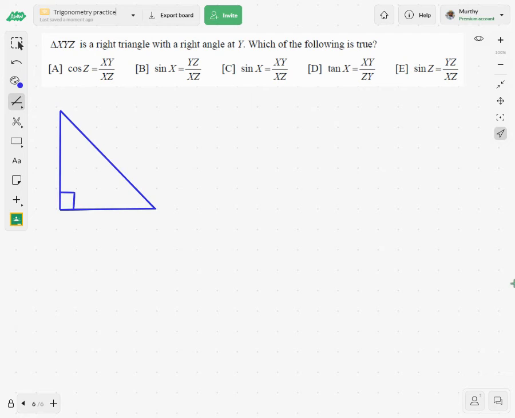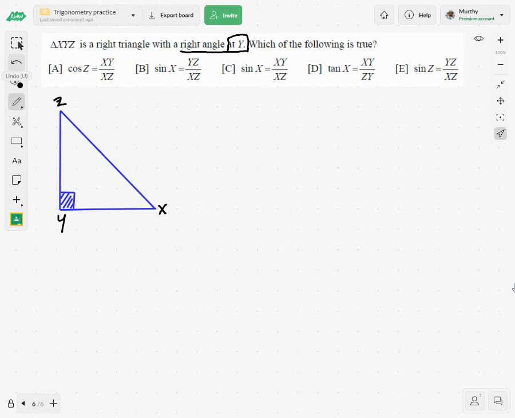Can I label this one whatever way I like? The answer is no. The triangle XYZ is a right triangle, and here it is clearly specified that the right angle is at Y. So let me take this as Y. For the other two letters, you can take X here, then Z here. Or else, you can take X at the bottom and Z at the top, which is also fine.